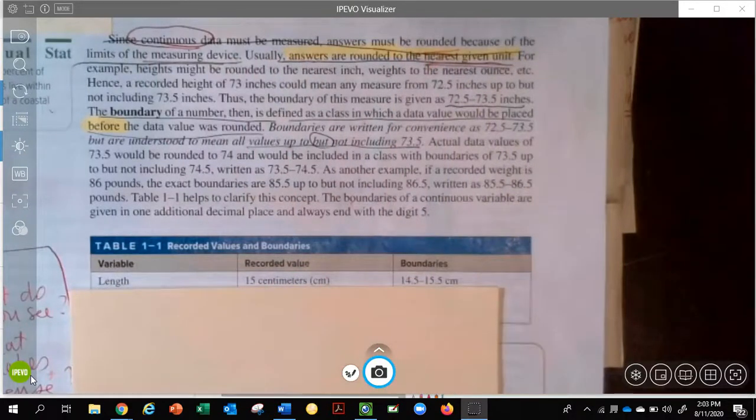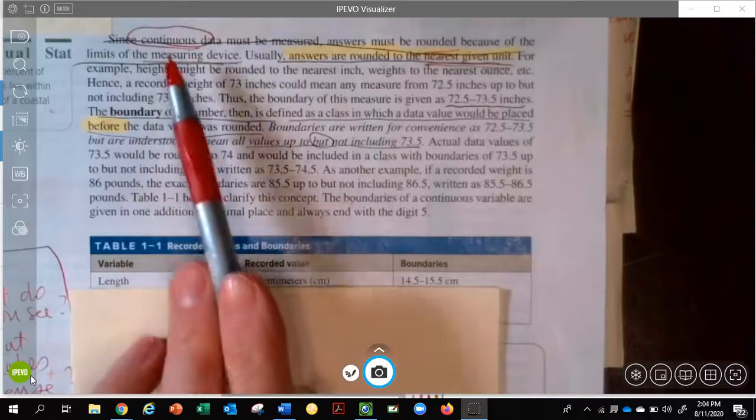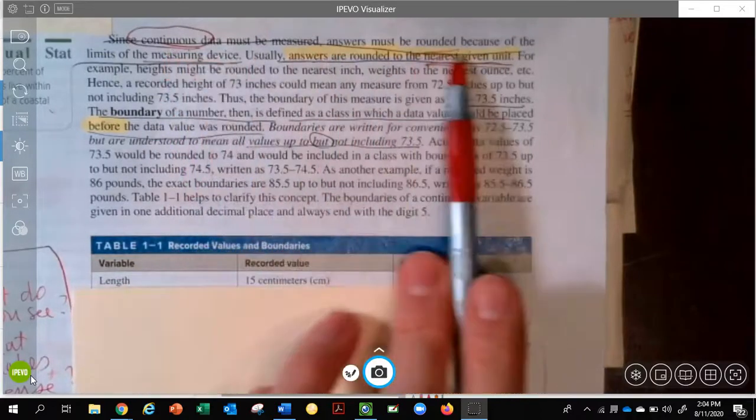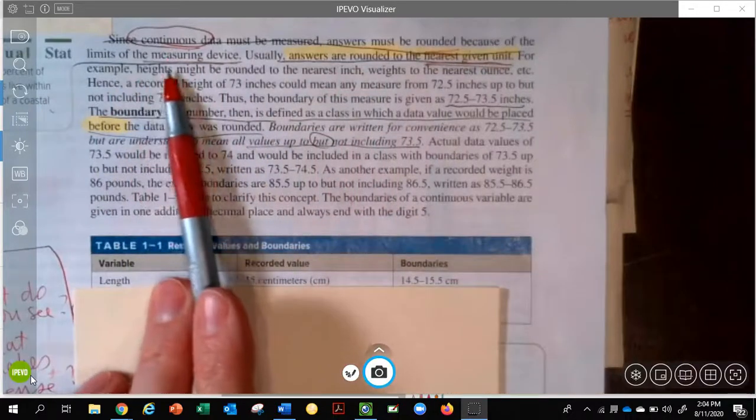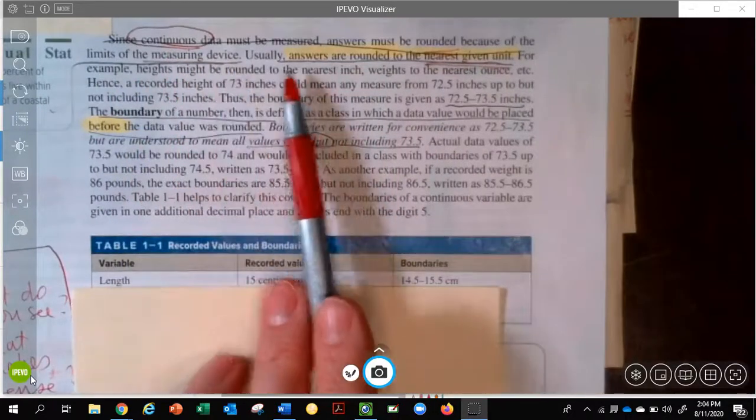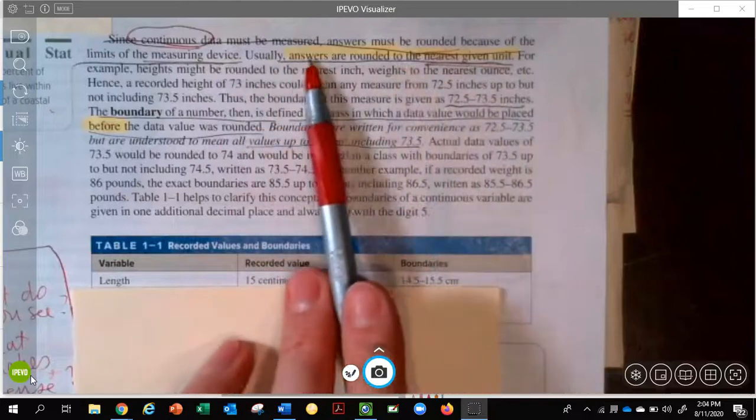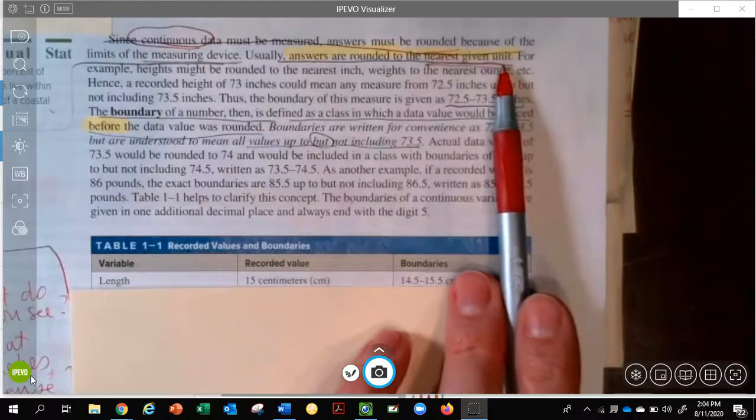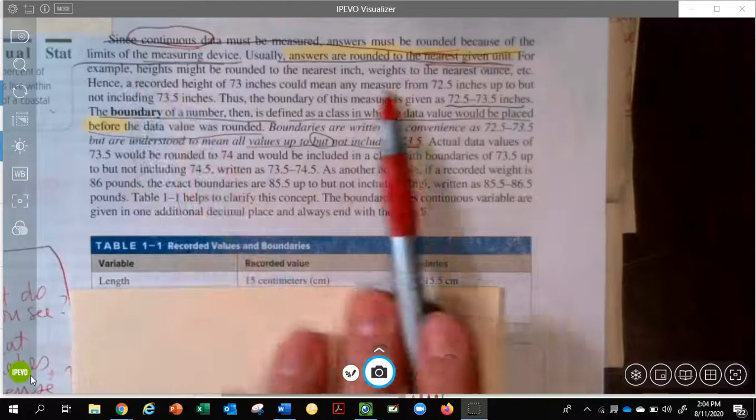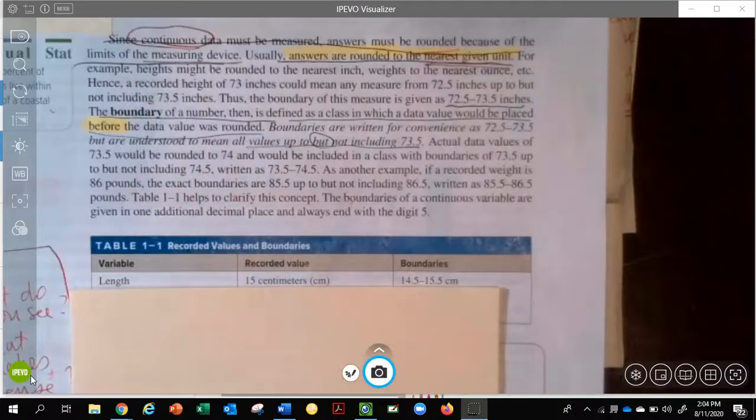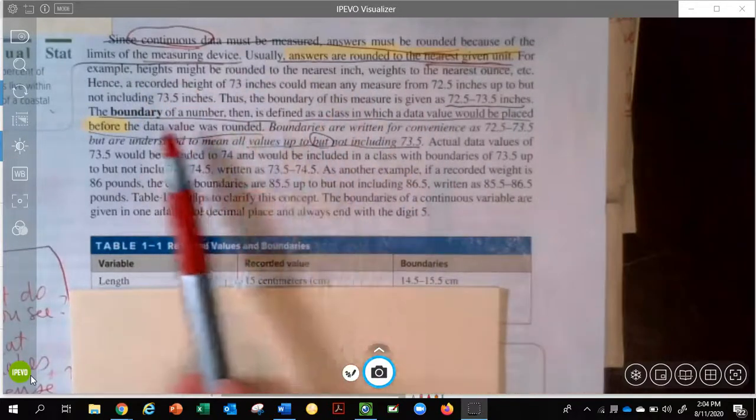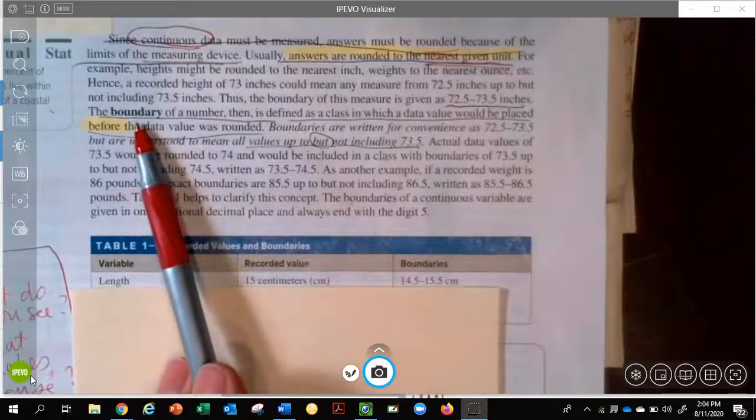So throughout our semester, we will talk about rounding, and it will vary based on the topic that we are discussing. Right now, we're talking about continuous data, and so it must be rounded because of the limits of the measuring device. I highlighted this because usually the answers are rounded to the nearest given unit, and then it gives some examples, like for example, a height. And then it's going to go through a thing right here called a boundary.